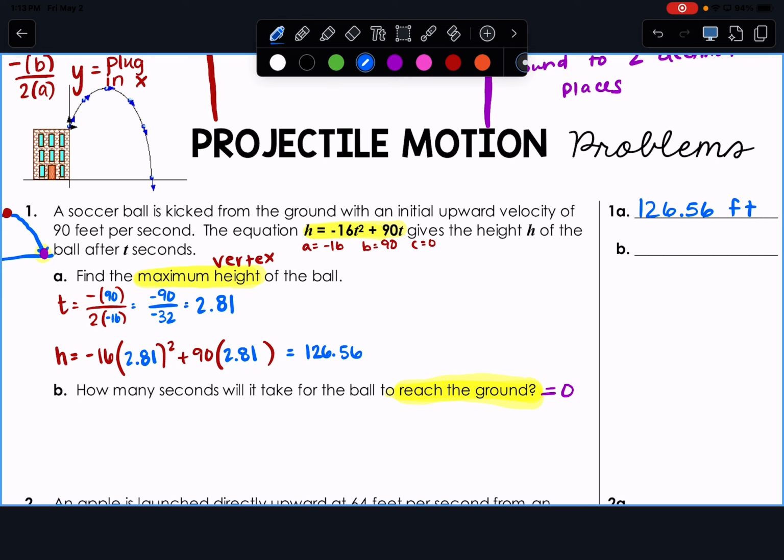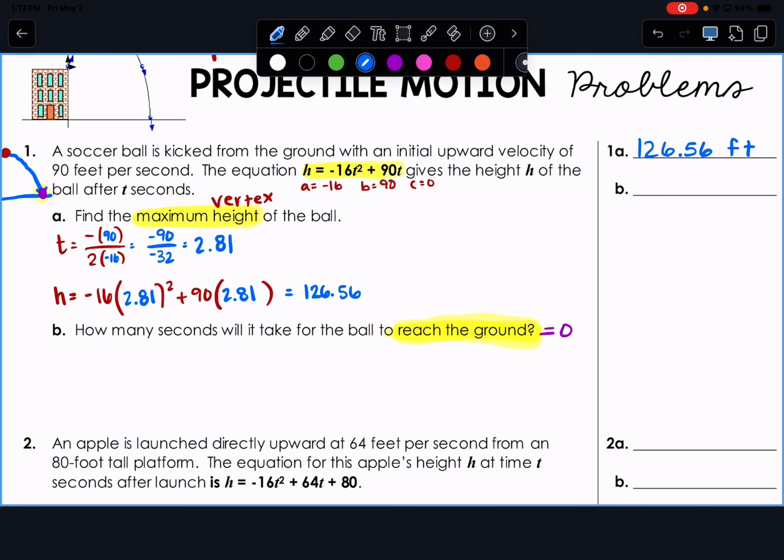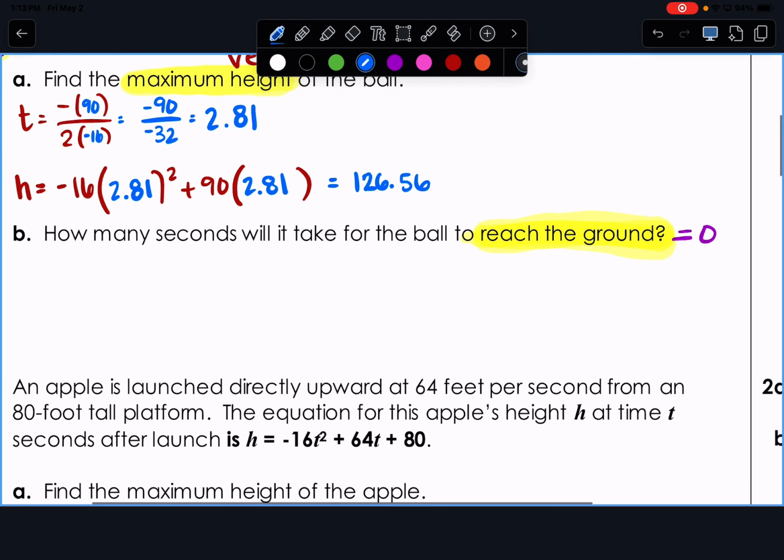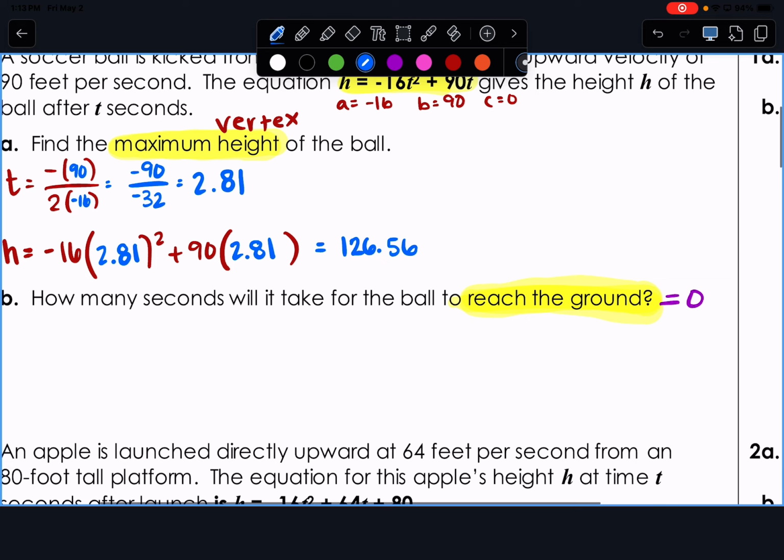All right, for B, we have to figure out how many seconds it's going to take for that ball to reach the ground. So we're going to take our original equation, negative 16t squared plus 90t equals 0.